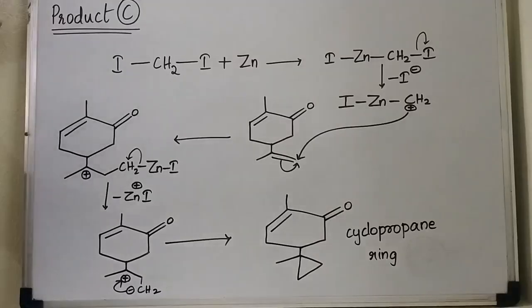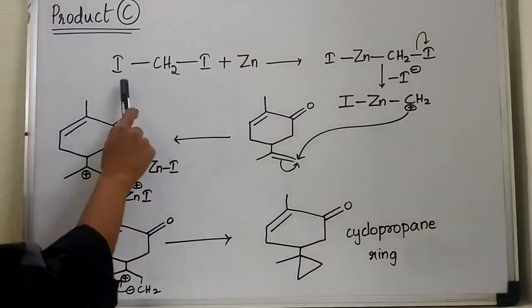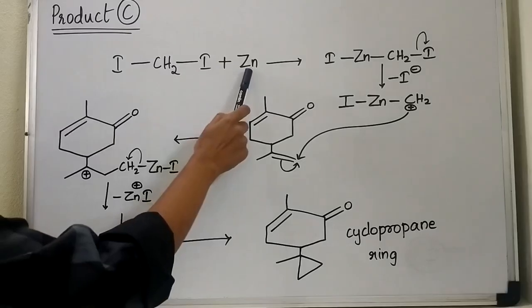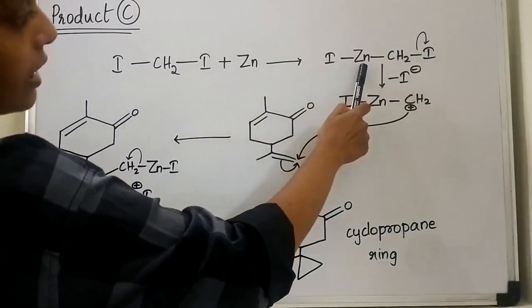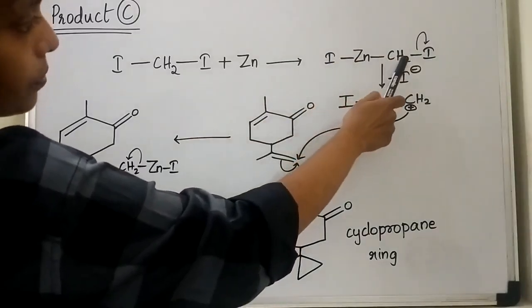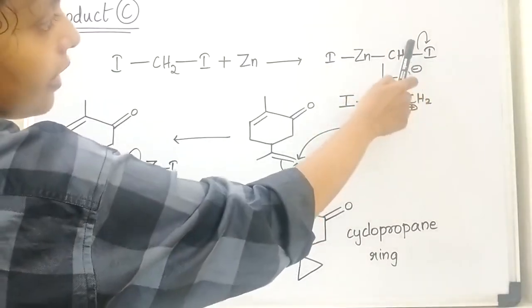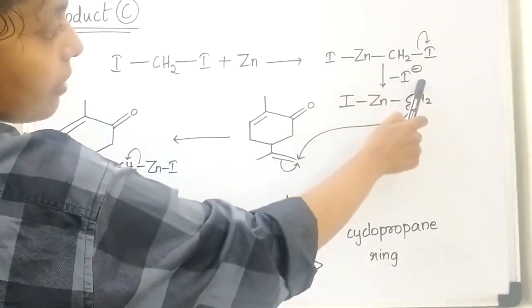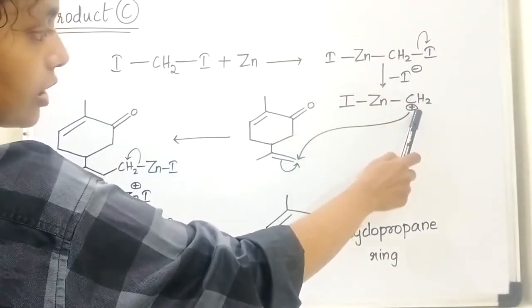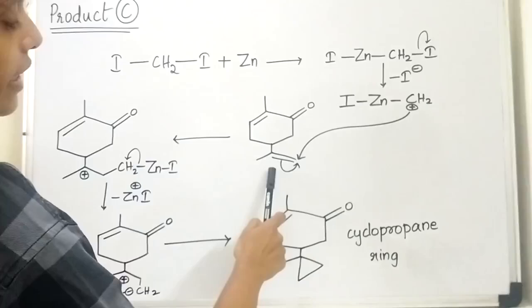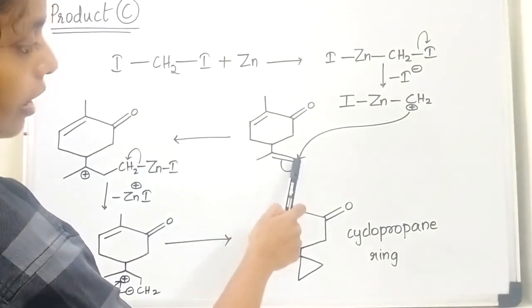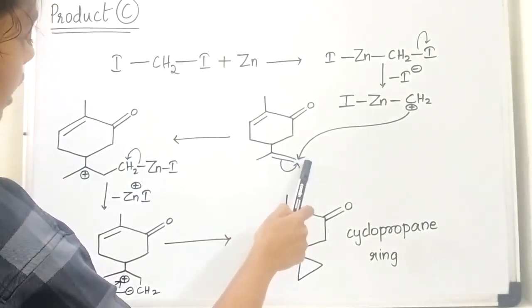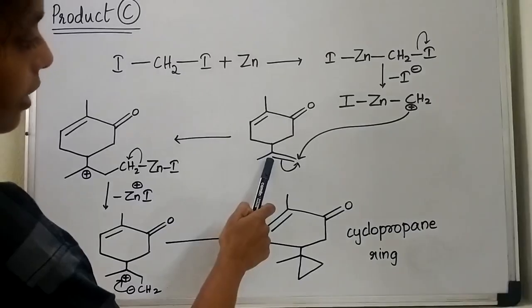Now let us find the mechanism involved in the production of product C. So first, diiodomethane will react with zinc metal, which gives a compound where zinc is present between iodine and CH2. Now iodine here will take the electrons from carbon and will leave as I-. Carbon here will get a positive charge. Now this compound will react with the reactant, where the double bond present here is shifted to this carbon, forming a negative charge on this carbon and a positive charge on this carbon.